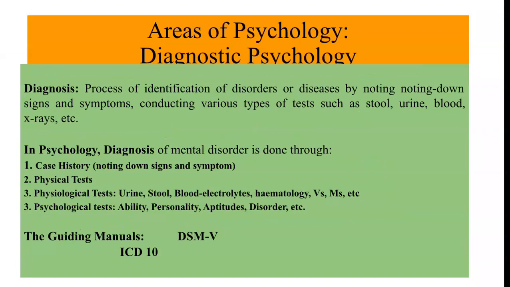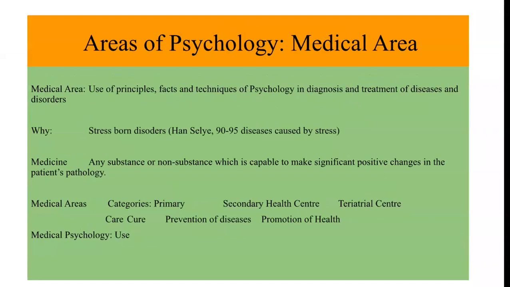Next is the medical area. By medical area, I mean specifically where the intervention of the psychiatrist is required. The psychiatrist is a person who has an MBBS, and after a gap of 2 years pursues an MD degree in psychiatry. So what is basically medical psychology?